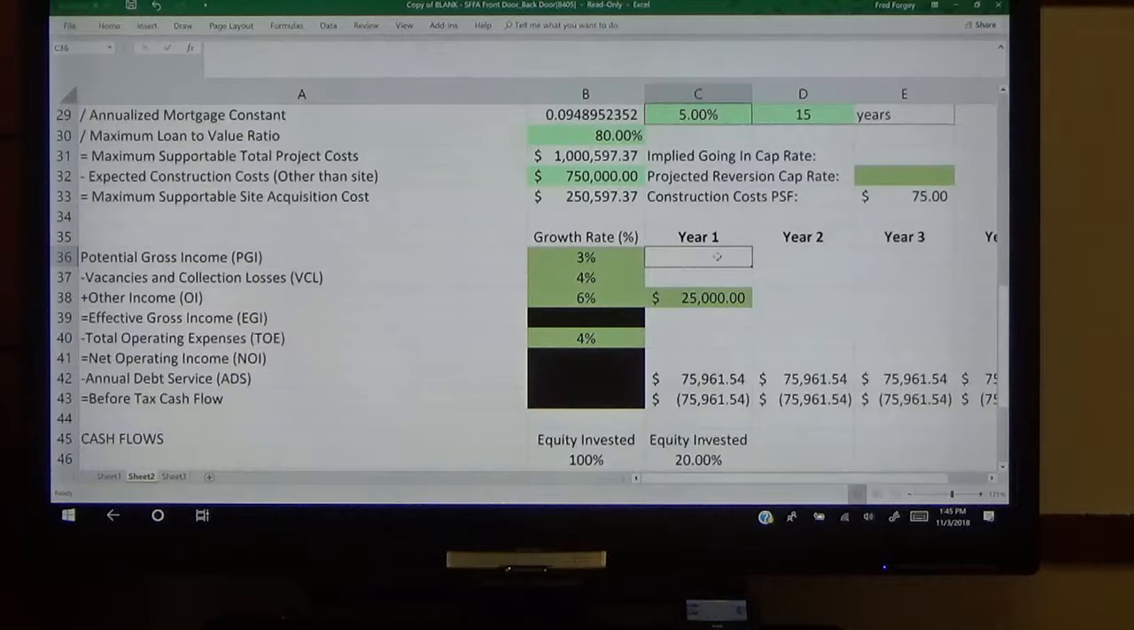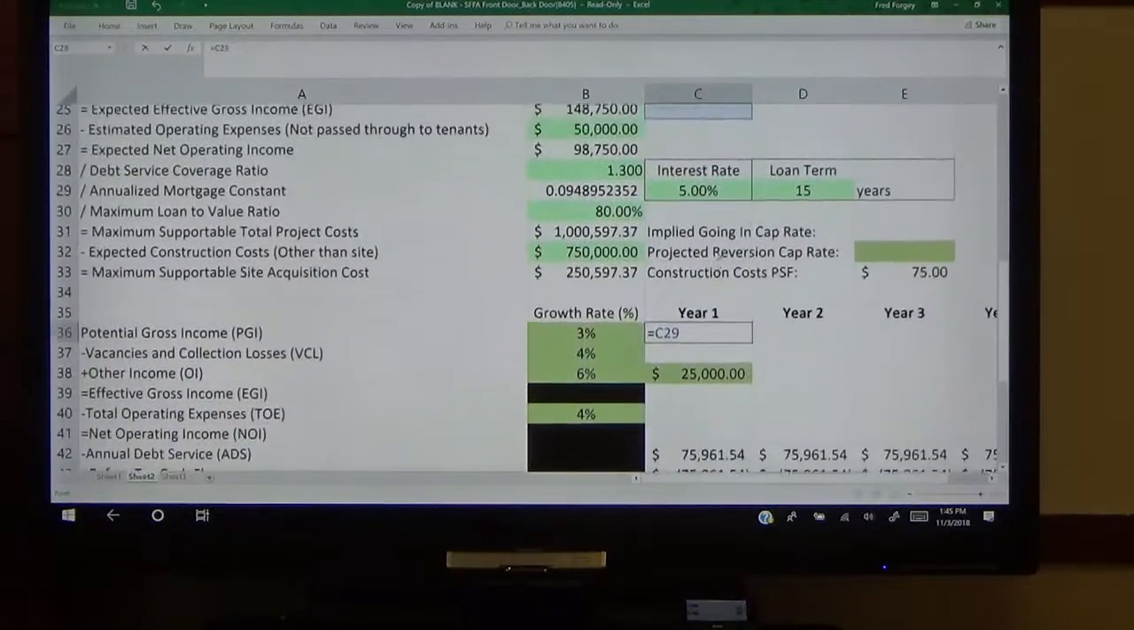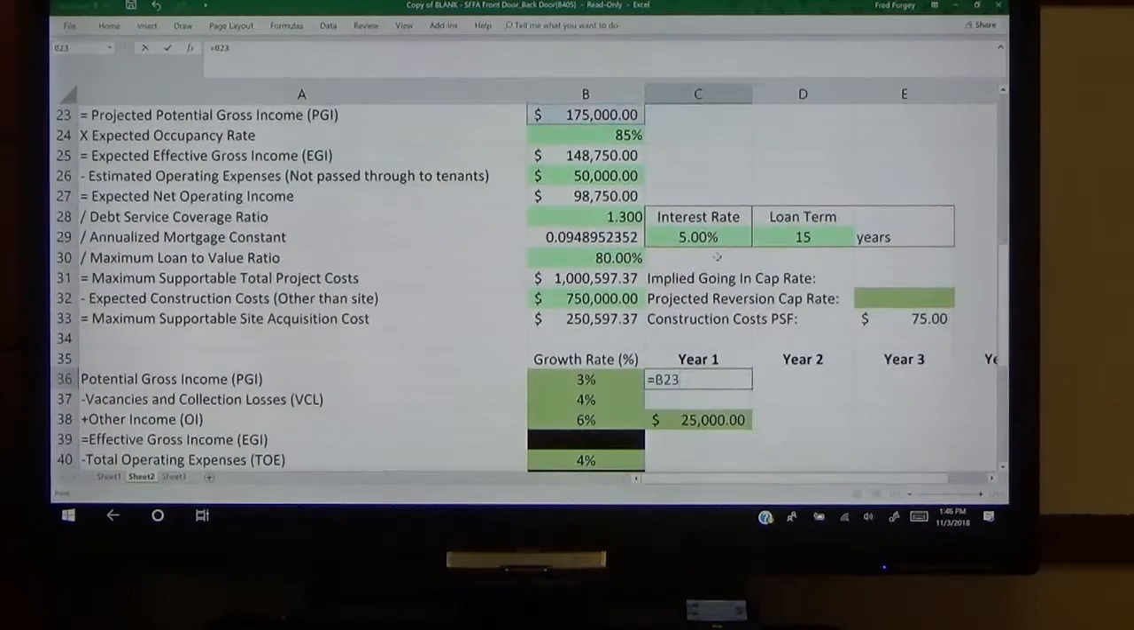So we look at year one, all right? We're going to go up and we are going to capture, in this case, cell B23 for our potential gross income, all right? Right, see that? Okay. Then right below that, the vacancy and collection losses. In this case, we've got the $26,250.